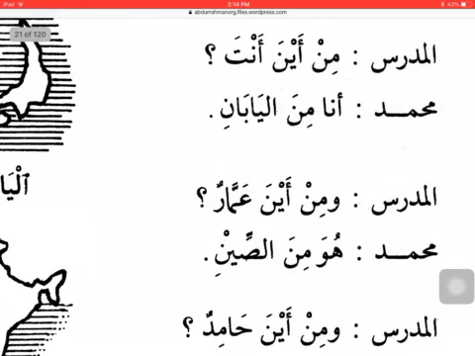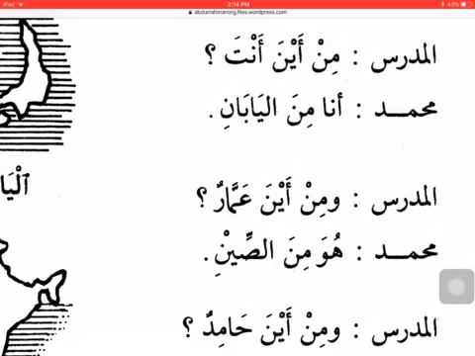So this is a dialogue between the teacher and Muhammad. So the teacher, Al-Mudarris, says, Min aina anta. Min means from, aina means where, anta is a pronoun. Up till now we have learned two pronouns, huwa and hiya. Huwa, he, hiya, she. I'm learning my third pronoun, which is anta. Anta is a detached pronoun, a dhamir munfasil, used for you.